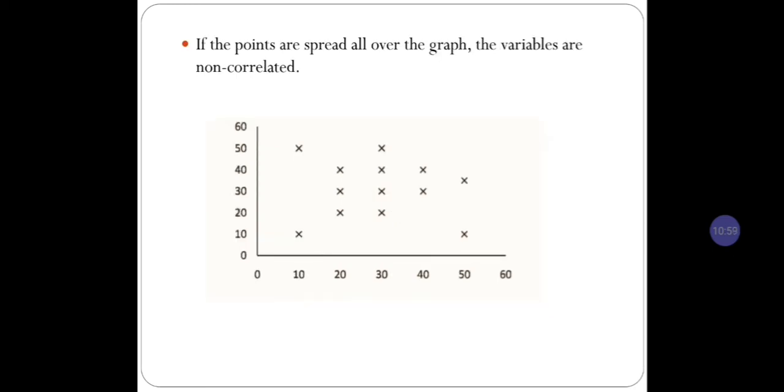Next, if the points are spread all over the graph, the variables are non-correlated. See here, for non-correlated, the points, that is my variables, are mixed here and there. It is said to be non-correlated. So observe the diagrams which I have given there and analyze them.